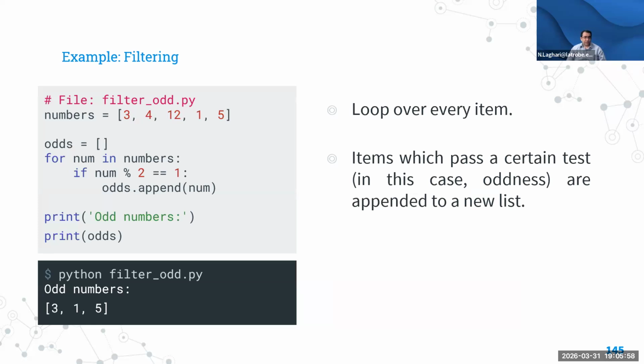So let's look at this example. We have numbers 3, 4, 12, 1, and 5. And we say that we have odds. There is another list which we have initialized as an empty list, and we want to go through all the items in numbers, which is our main list. So num would be assuming one element at a time, and we would check whether the num is an odd number or an even number. If it is an odd number, we append to odds. So that way, we create another list, which is odds, which we print at the end from the main list, which would be just picking the odd numbers, right?